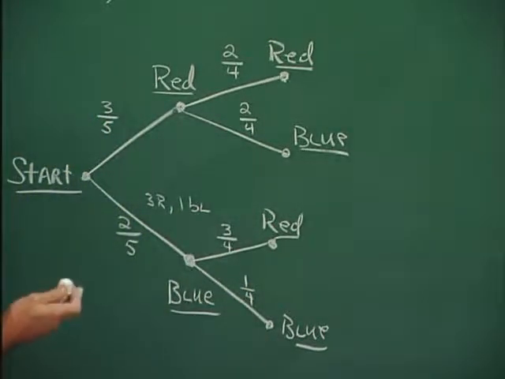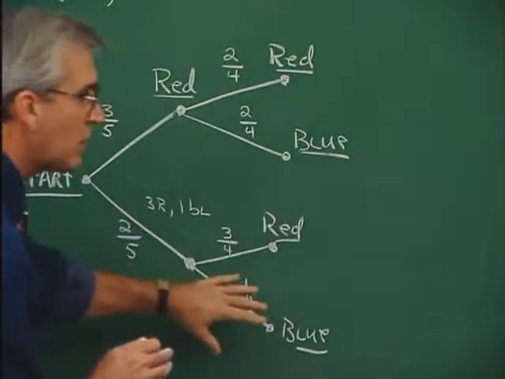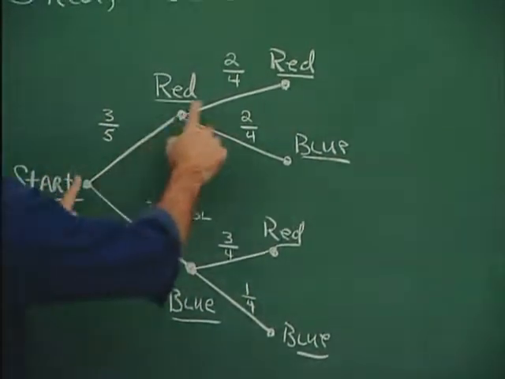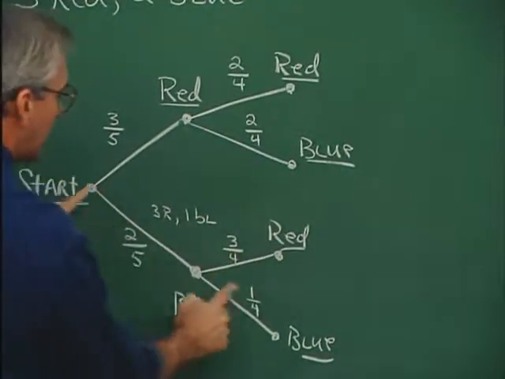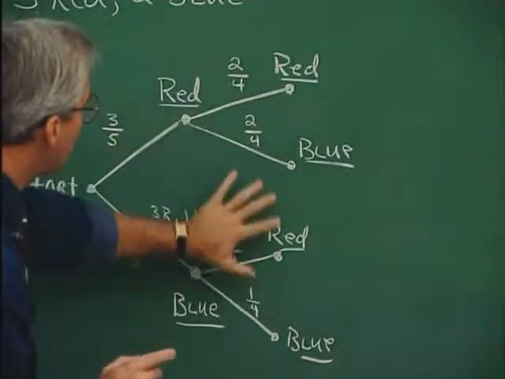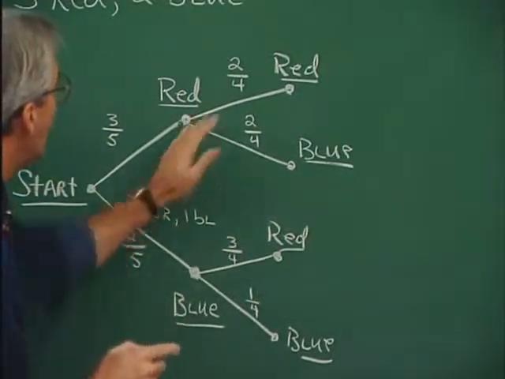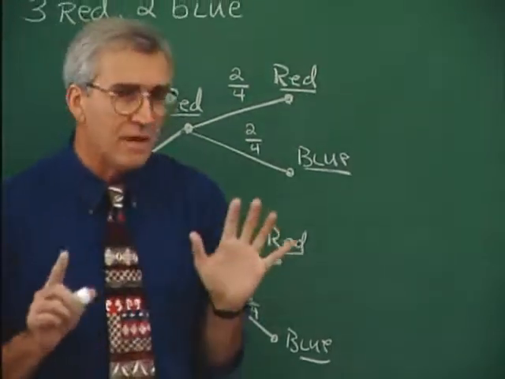Now, what about the probability of these various sequences? The probability of red, red, the probability of red, blue, the probability of blue, red, the probability of blue, blue. Well, we can figure that rather easily now that we have gone through and thought carefully about each of the separate probabilities at all stages of the event.